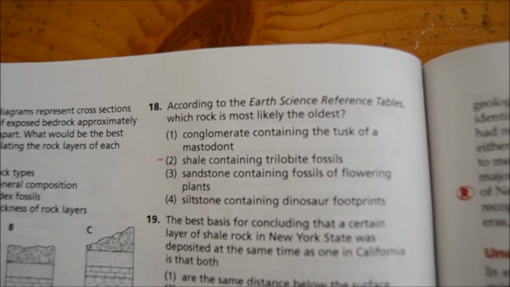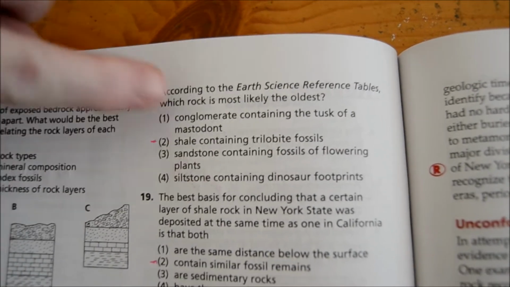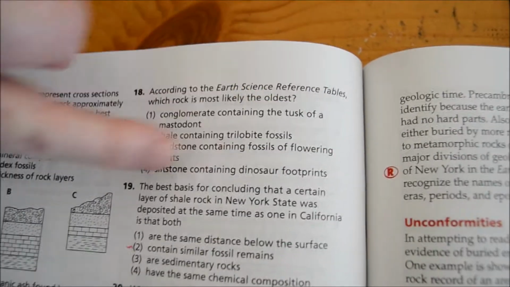Number 18, according to the Earth Science Reference Tables, which rock is most likely the oldest? So what I need you doing is looking at the fossils, the mastodon, the trilobite, the flowering plants, and the dinosaur footprint. So you're on page 8 and 9.